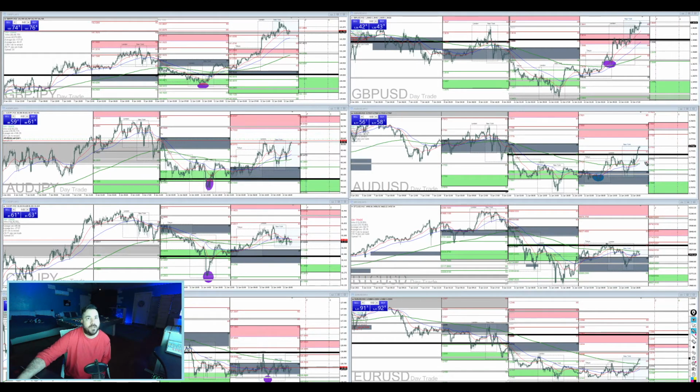But yeah, I do have entries that are going to be available for me on both the Aussie yen and Aussie dollar. I will have an entry on the Canadian yen, and I most likely will have an entry on the euro yen. Let's stay tuned.